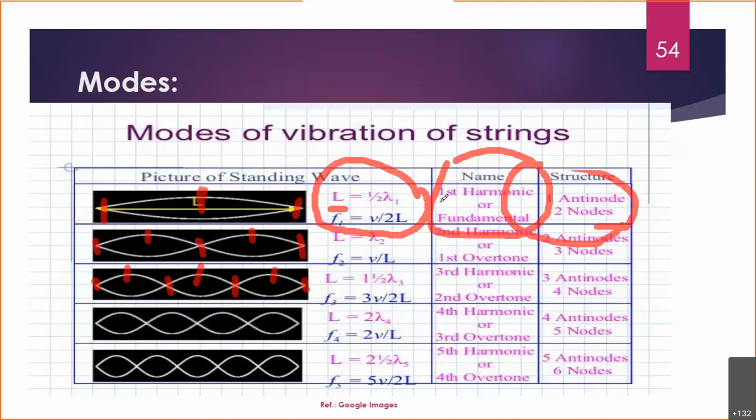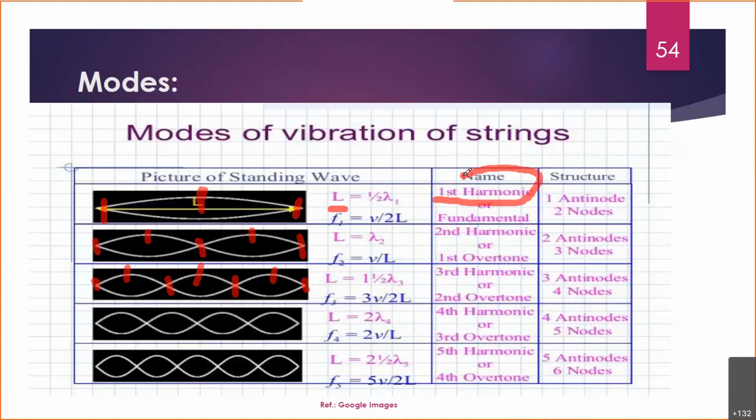Either you call them the first harmonic, second harmonic, third harmonic, fourth harmonic, or otherwise the first one is called the fundamental. Okay, let me clear it so that you can see. Look here, if n equals 1, that is considered the first harmonic, or the fundamental mode. If n equals 2, you consider it the second harmonic or first overtone. If n equals 3, then it is the third harmonic or second overtone.